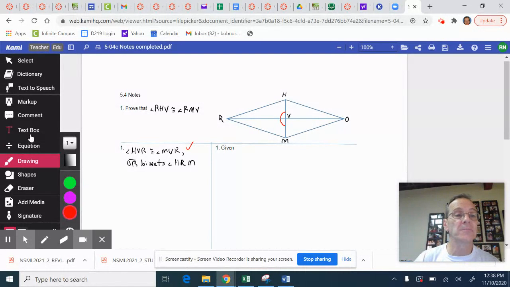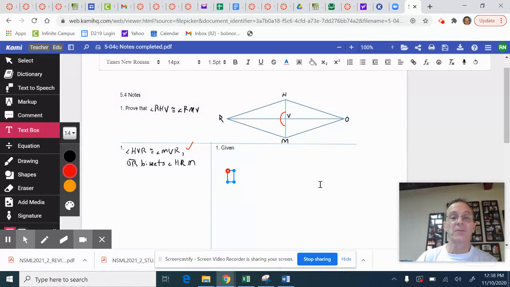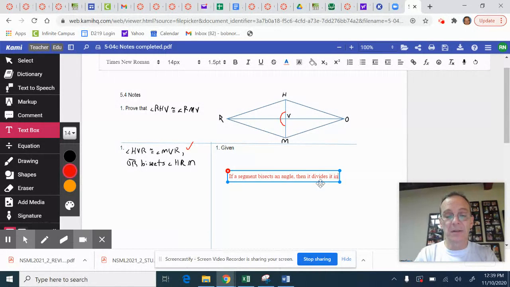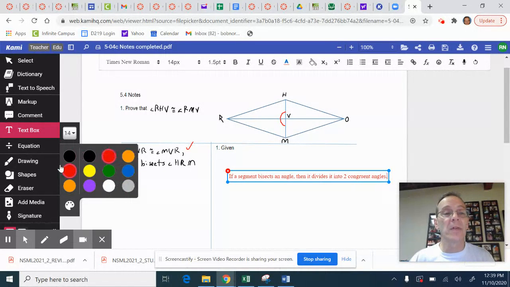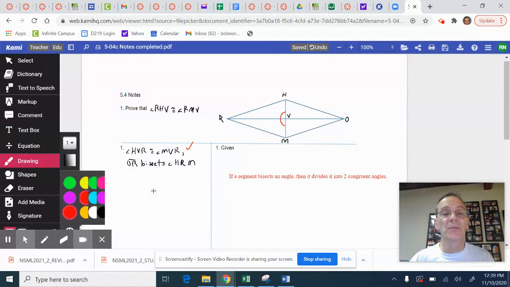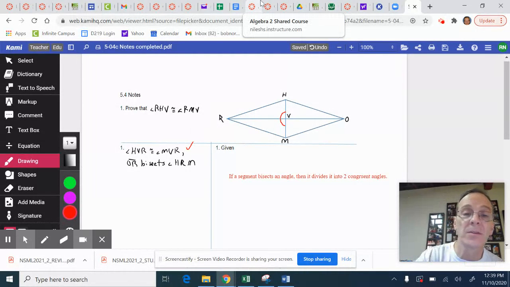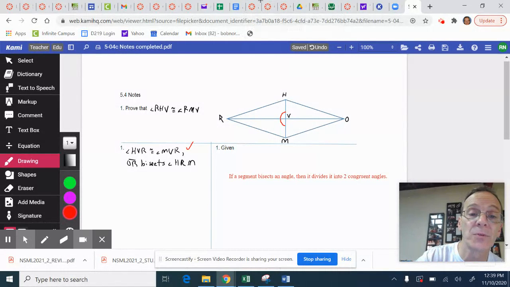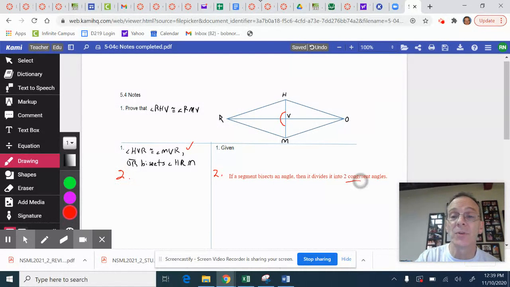So the first thing that we could probably say from the bisecting of the angle is that if a segment bisects an angle, then it divides it into two congruent angles. Okay, so that's reason number 2. And the step that's going to go along with it had better be the statement of two congruent angles. That is the statement that goes along with it.